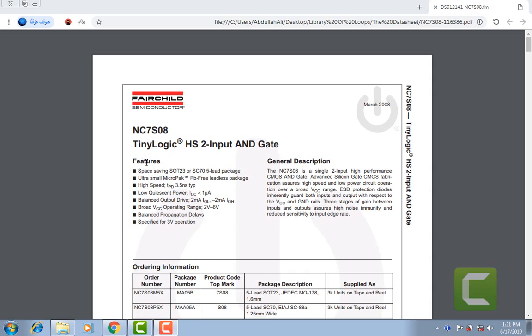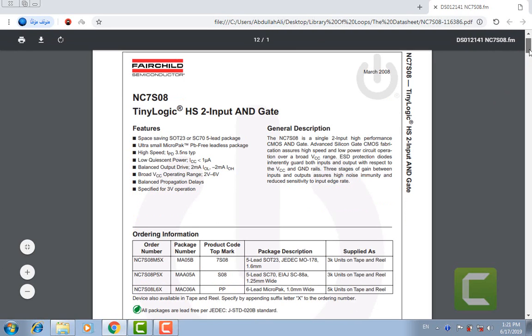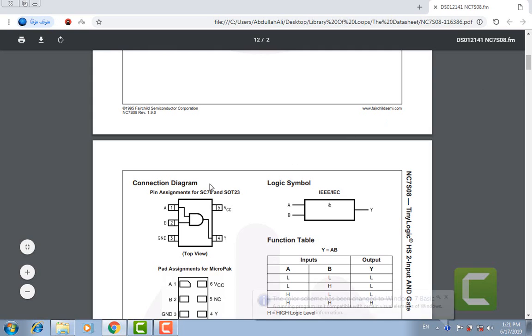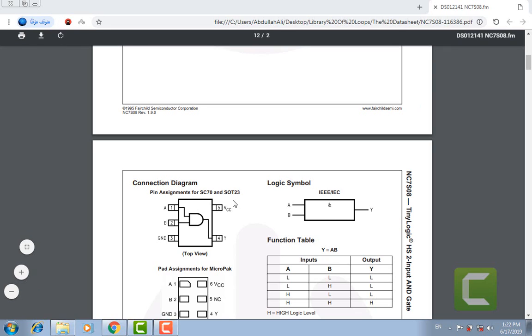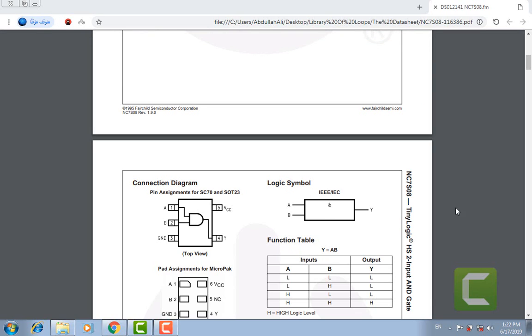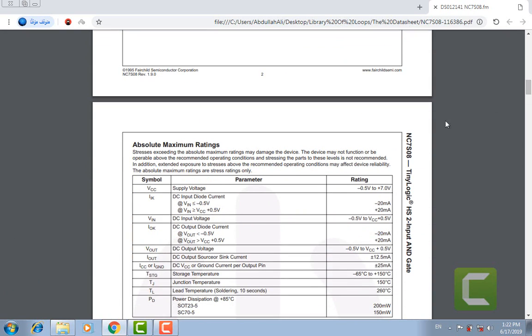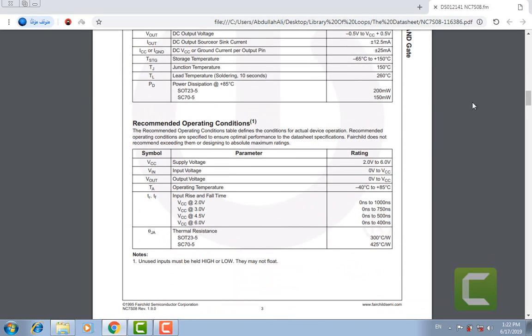You can see the features, general description, ordering information, connection diagram, logic symbol, function table, pin description, absolute maximum rating, recommended operating conditions.